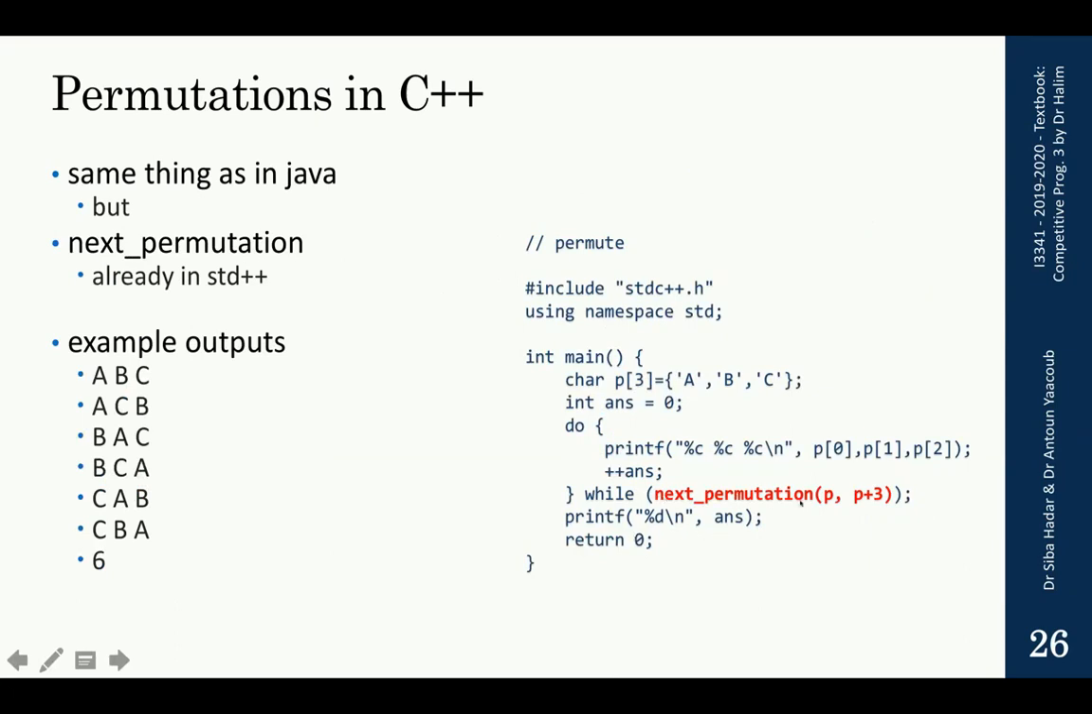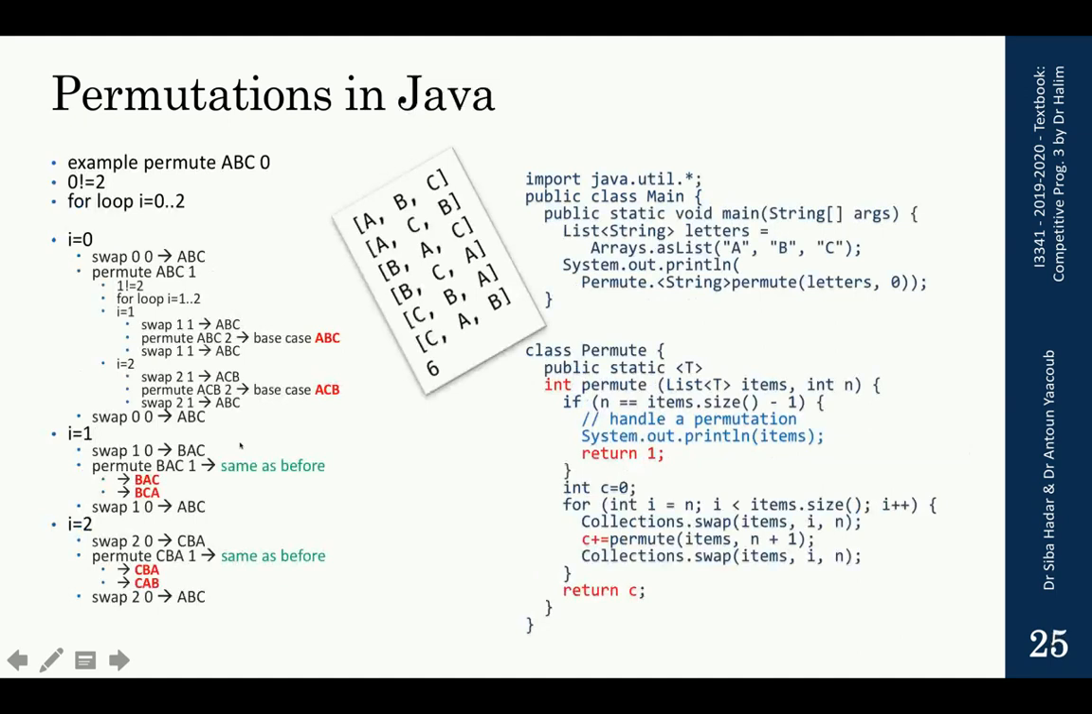You just call next_permutation and you give the address of the first element and the address of the end of the array, so it knows that it has to permute these elements. And this is an example in C, and this is the output, exactly the same thing we got in Java.